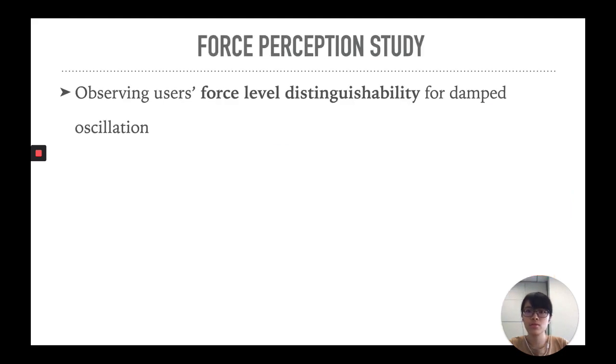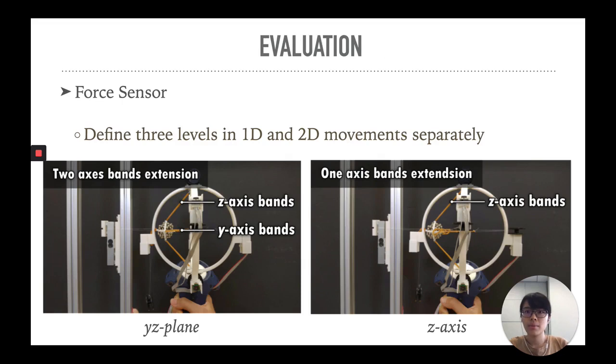To understand users' force level distinguishability for damp oscillation, we performed a force perception study. We conducted a pilot study to decide 3 distinguishable levels in 1D and 2D movements, respectively. Then, we used a force sensor to measure the elastic force for these levels to further define oscillation force levels. Level 1 has the smallest range of movement with the weakest oscillation force, and vice versa.